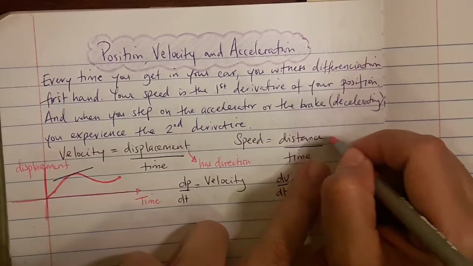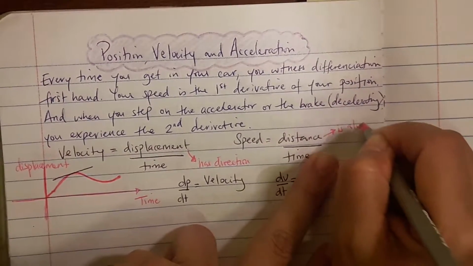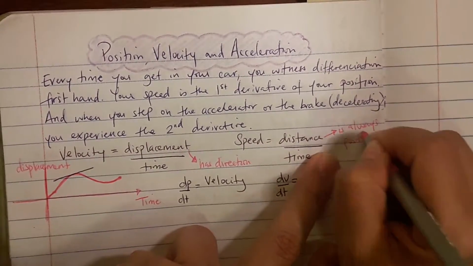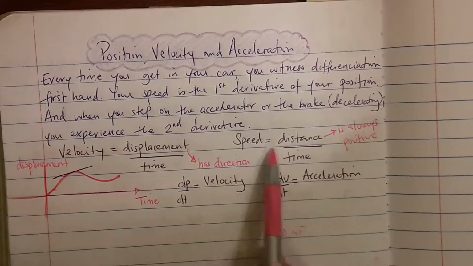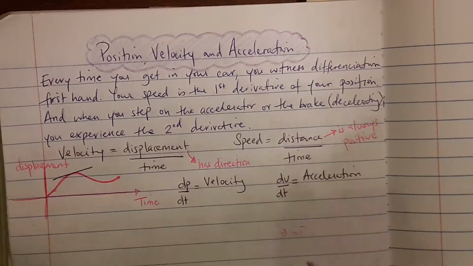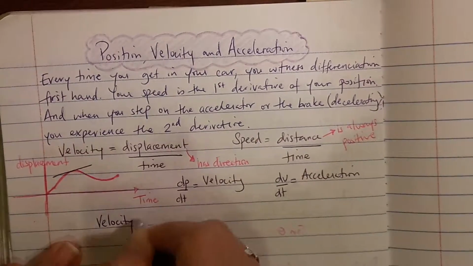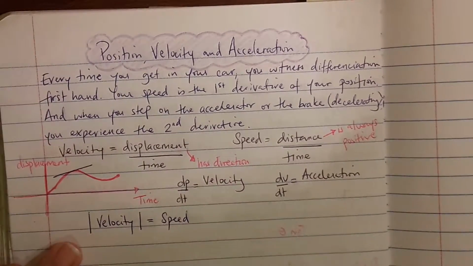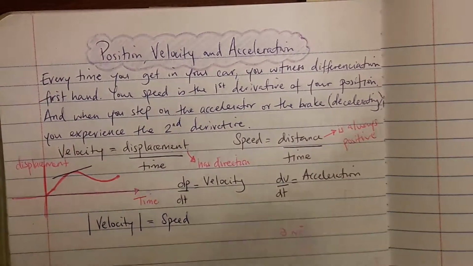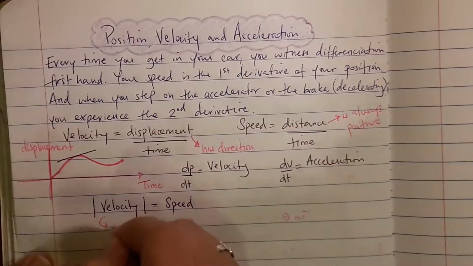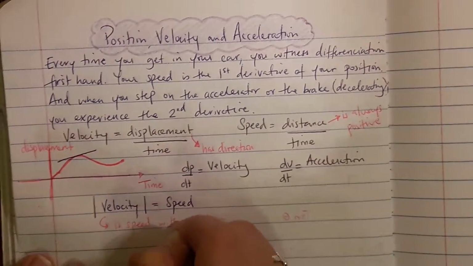So remember, displacement has direction, which means it could be negative, but distance is always positive. It's very important you remember that displacement has direction and could be negative, therefore velocity could be negative, but speed is always positive. So the absolute value of velocity is basically the speed. That's the only difference between speed and velocity. Speed is the positive velocity.